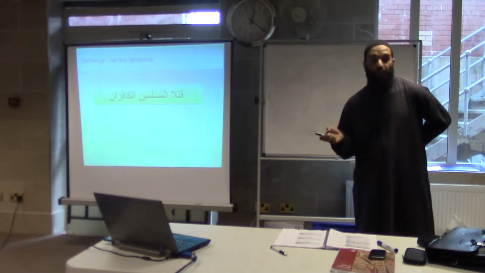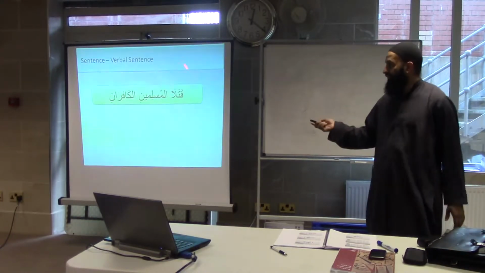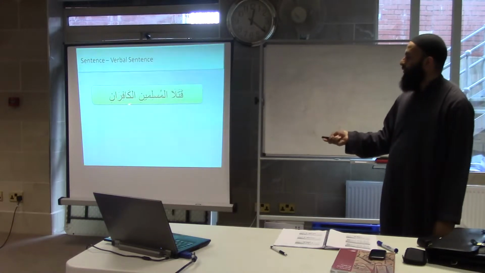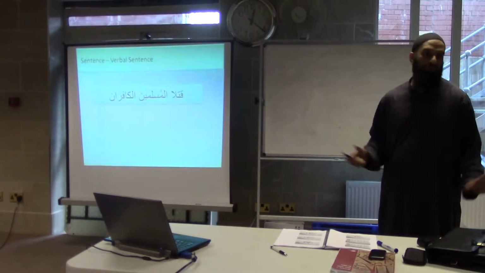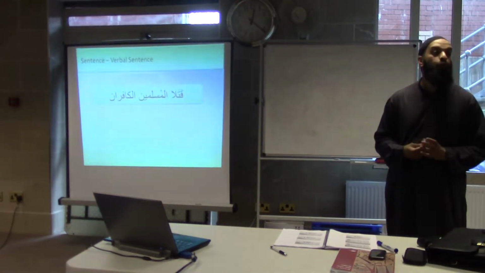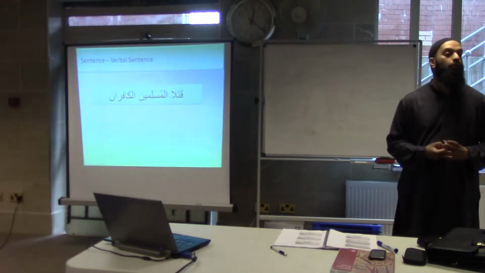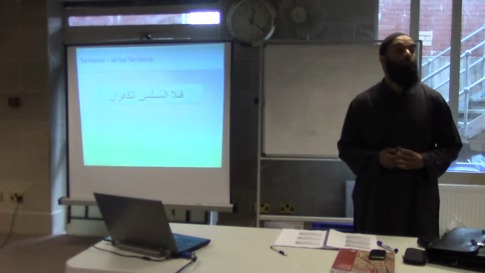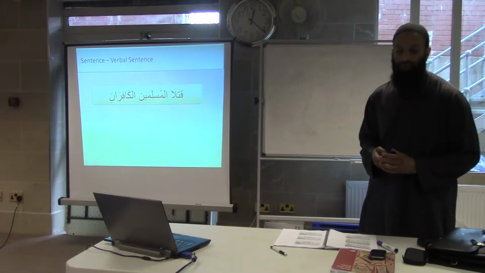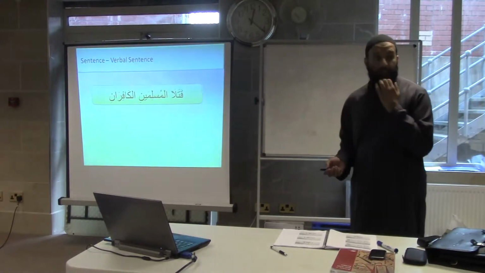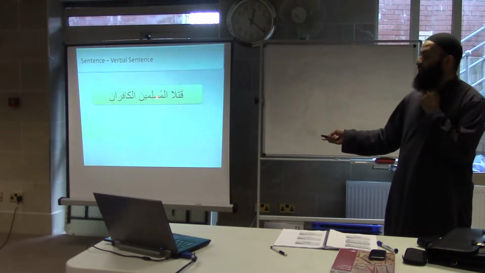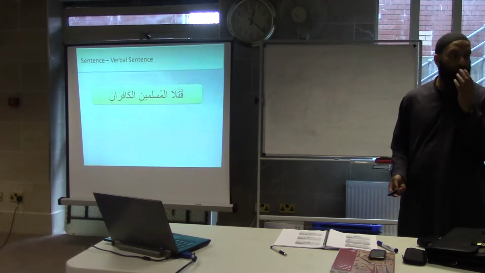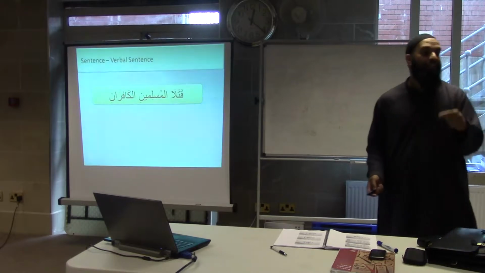So the doer is always marfu. You see a verb, look for the marfu. If you see the marfu, you know they're the ones doing the verb. Look for mansub, that's the one the verb is being done to. What's Kafirani? Kafirani is the two disbelievers, dual marfu. Here it says the two Muslims killed the two disbelievers. Here, the two disbelievers killed the two Muslims.